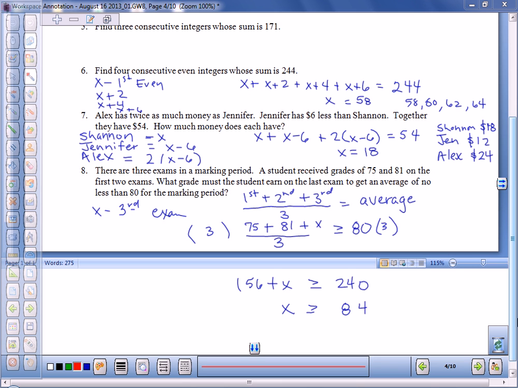Number 7. Alex has twice as much money as Jennifer. Jennifer has 6 less than Shannon. Together they have 54. How much money does each have? Okay, I let x represent Shannon, because when I was reading it, I was like, okay, Alex is based on Jennifer, and Jennifer is based on Shannon. So that's my starting point, Shannon.